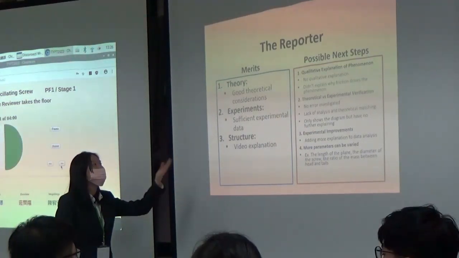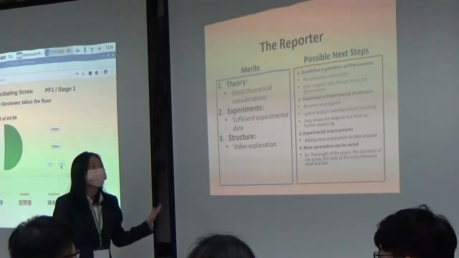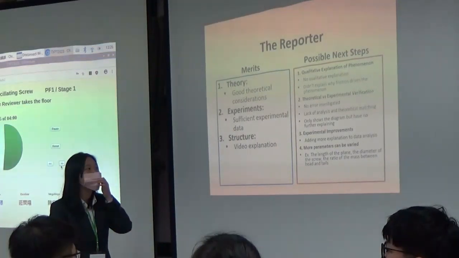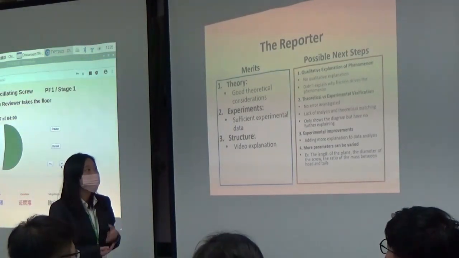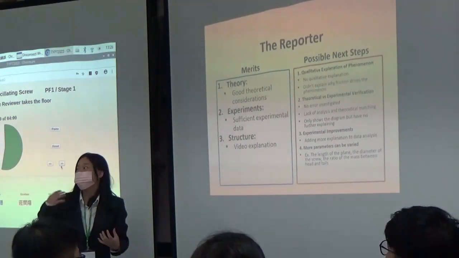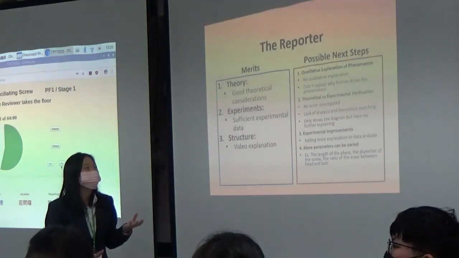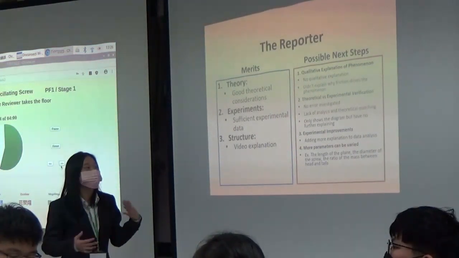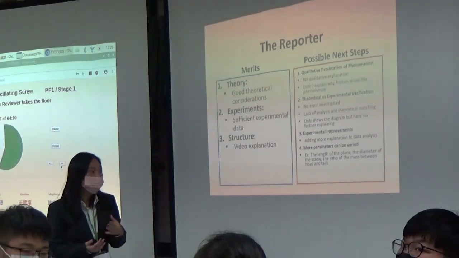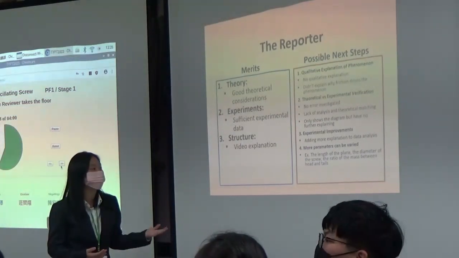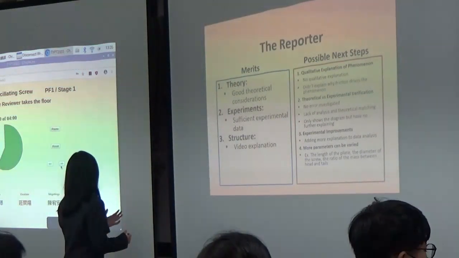For the experiment, they have sufficient experimental data. However, they could improve by adding more explanation to their data analysis. And they could explore more parameters, for example, the length of the plane, the diameter of the screw, and the ratio of the mass between the head and the tail.